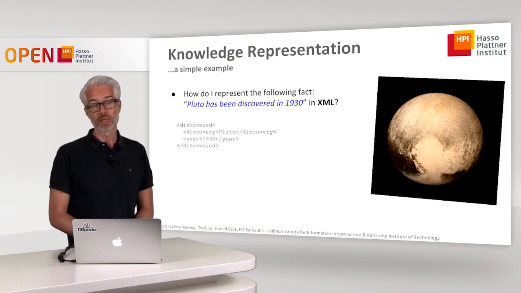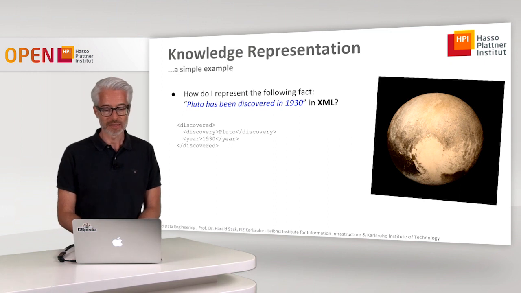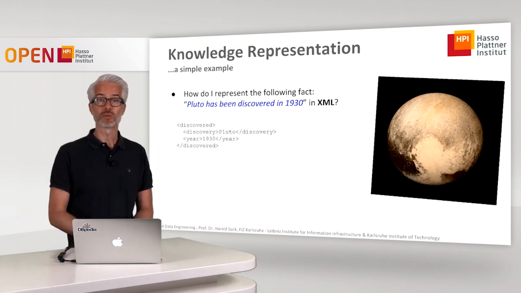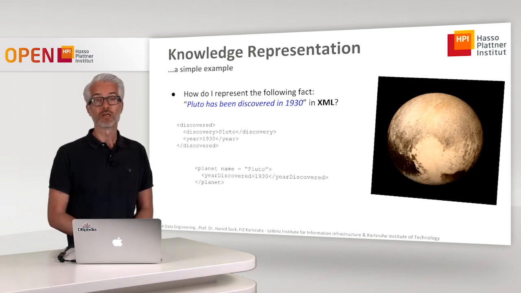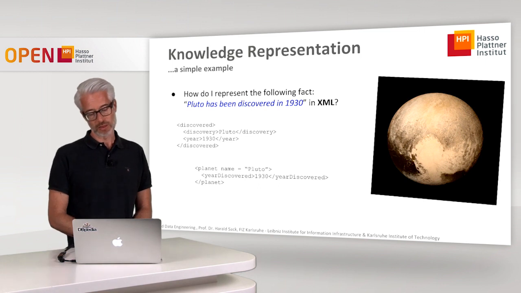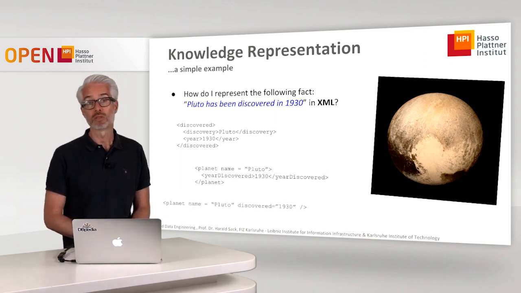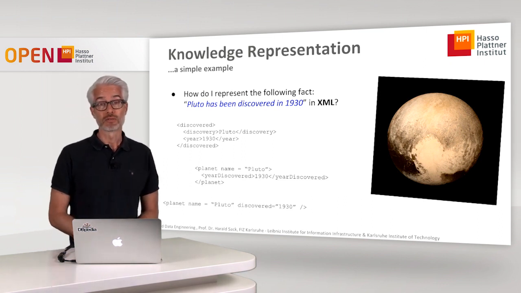So, for example, you could make it much more explicit. Here you define something which has been discovered and you say the discovery is Pluto and the year is 1930. Or you say you have a planet which is named Pluto and then you have a property that you call year discovered and this then has the value 1930. Or the same representation that we had before, the shorter one, planet with two attributes, Pluto, and discovered in 1930.